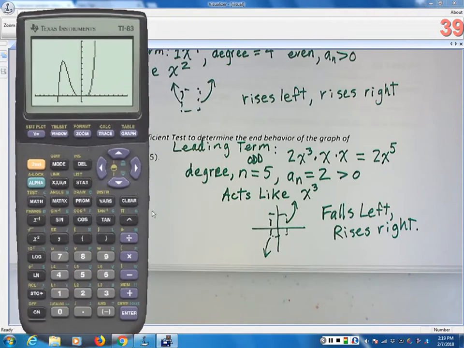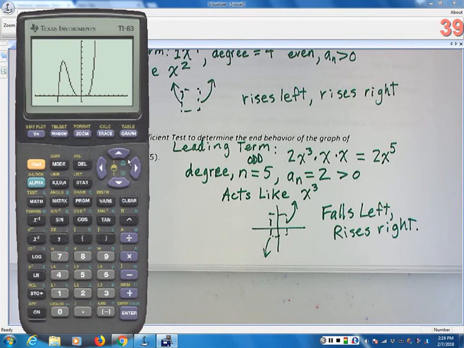What we're talking about here is the end behavior. Inside the square is what we're looking at. That's why it doesn't look the same, because I have an open square here. I don't know what's happening in between.